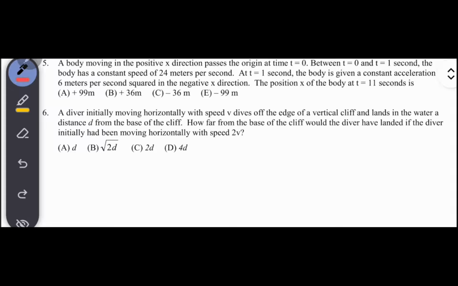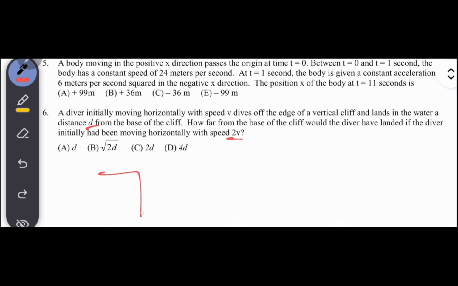It says, a diver initially moving horizontally with speed v dives off the edge of a vertical cliff and lands in the water a distance d from the base of the cliff. How far from the base of the cliff would the diver have landed if the diver initially had been moving horizontally with speed 2v? So the first thing I'd recommend you do with any physics problem is draw it out.